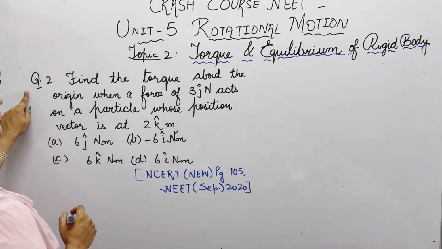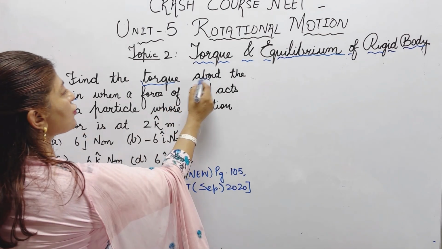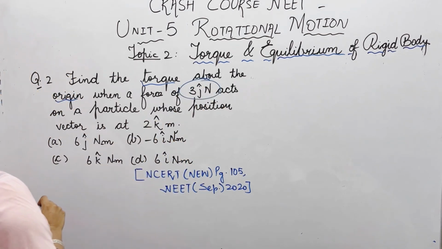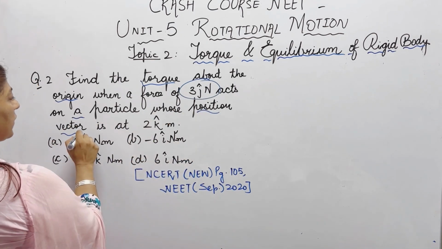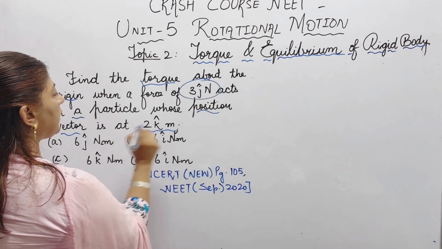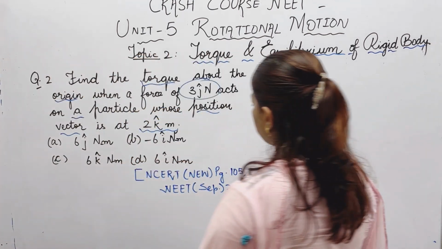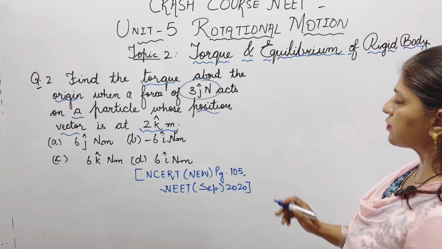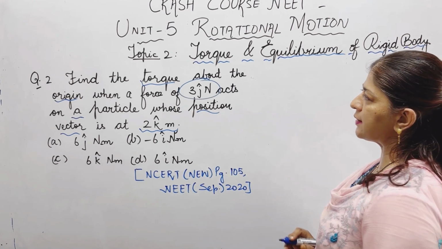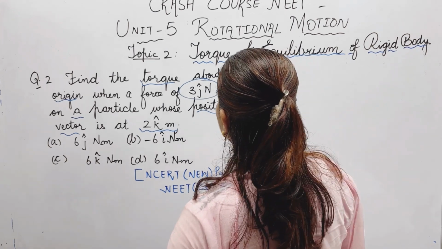Now the second question is, find the torque about the origin when a force of 3j cap Newton acts on a particle whose position vector is 2k cap meter. These are the four options being given, and this question has come in NEET September 2020. It is on page number 105 of new NCERT. So this is simply a formula based question.